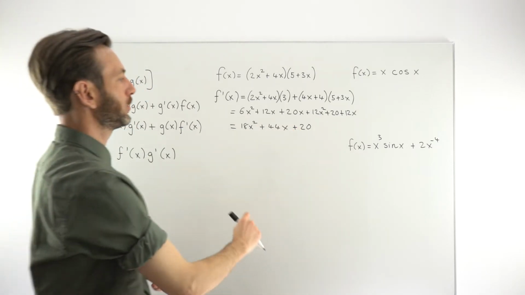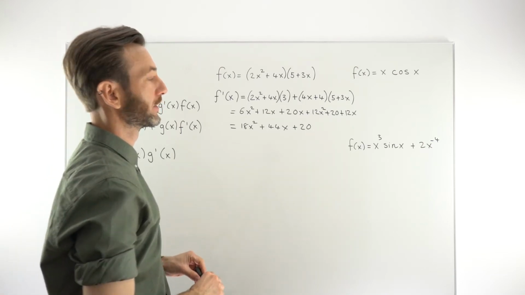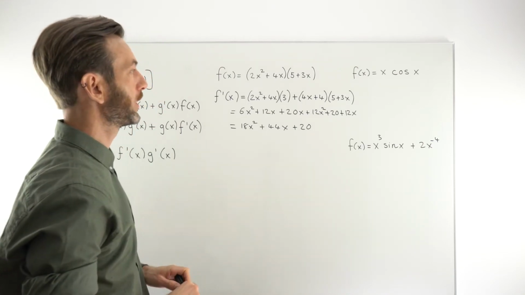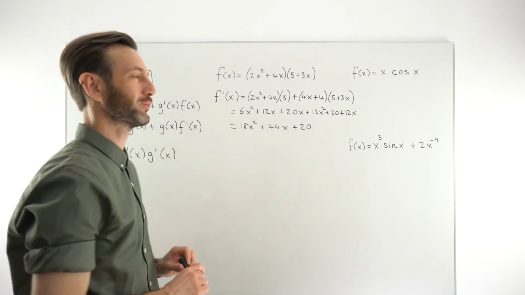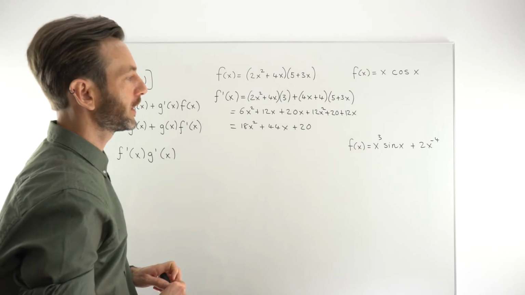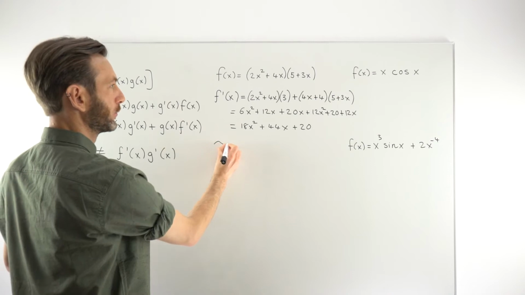Now again, if we did multiply out the brackets, we would just get the same result anyway. And we'll just leave that. We'll just trust that the product rule has worked in that case. Okay, so let's move over to the next example. In fact, I'm just going to pull this one down here to make a little space.